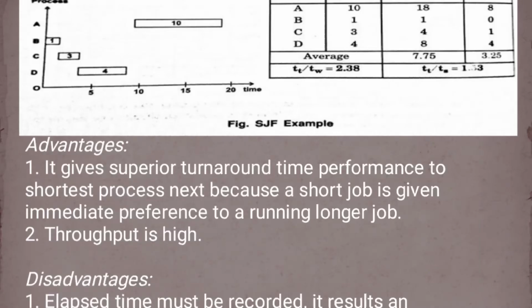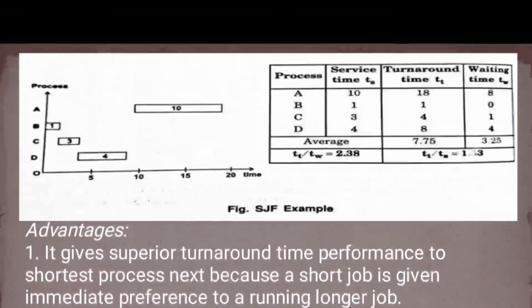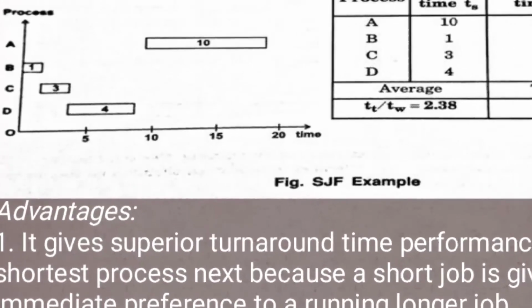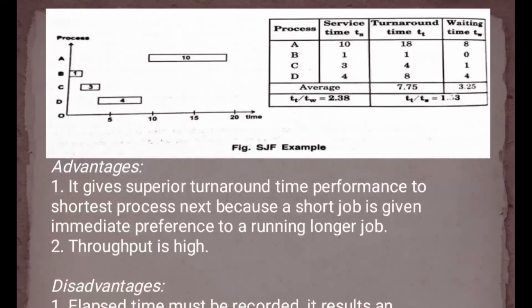See the diagram. Here in this list we have processes A, B, C, D, the same list, with service times 10, 1, 3, 4. In the graph, the first job executed is the 1 second job, the next one is the 3 second job, the next one is the 4 second job, and finally the 10 second job will be executed. So the shortest job will be executed first.